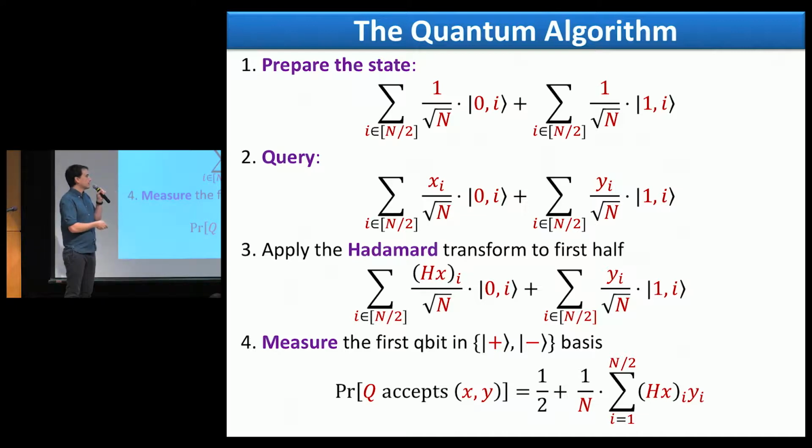And then you measure in the ±1 basis. You can do the calculation and see that the probability that you would accept is exactly 1/2 plus 1 over n times this inner product between h, x, and y.